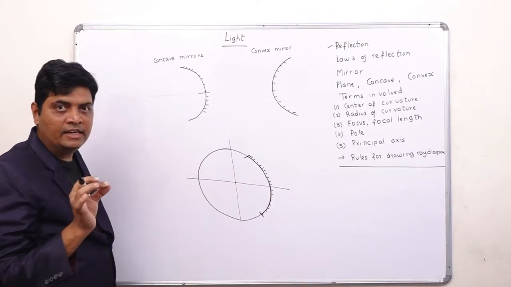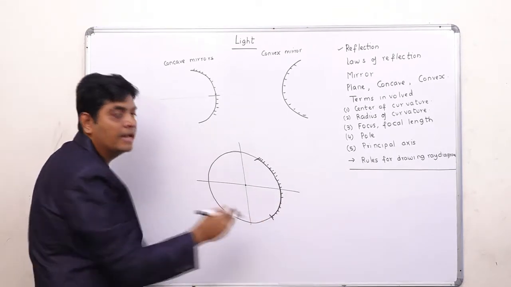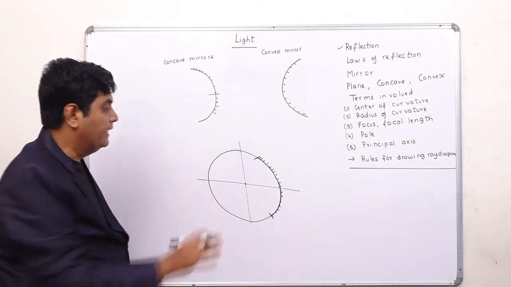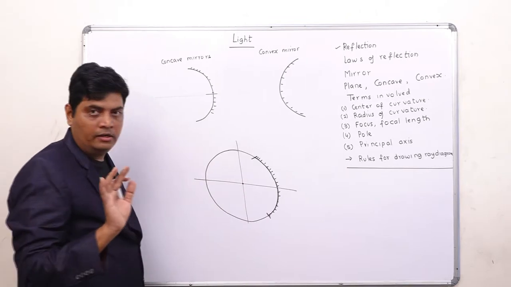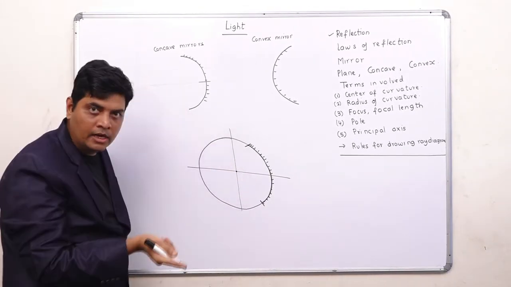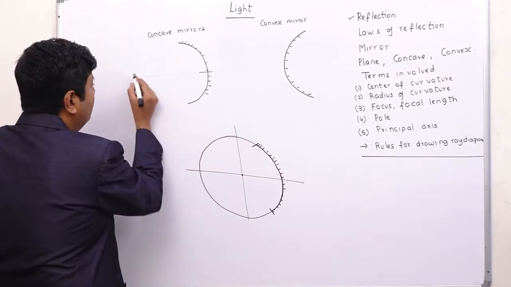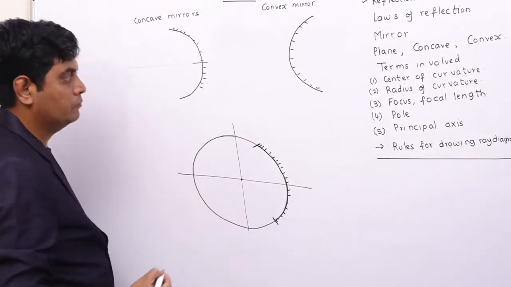Center of curvature is the center of the sphere of which this mirror is a part. So center of curvature doesn't lie on the mirror, it lies outside the mirror, but it is the center of that sphere of which this mirror is a part. So you will have center of curvature.